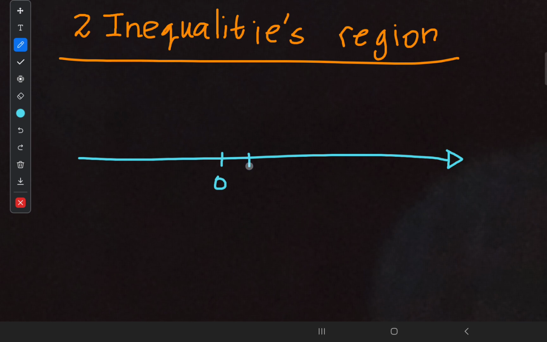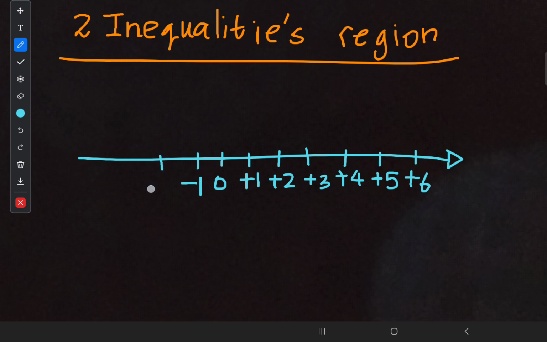The right side will have the positive values. In between 0, then after that positive values: positive 2, positive 3, positive 4, positive 5, positive 6. Likewise, with respect to zero's left side, negative values: negative 1, negative 2, negative 3, and negative 4.